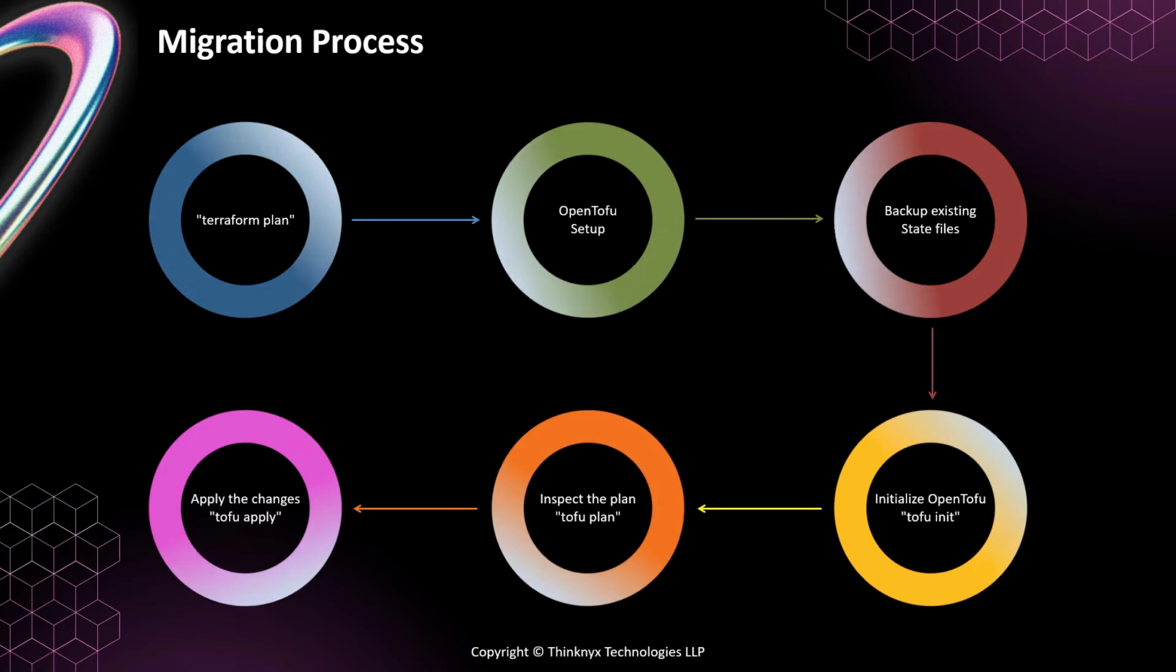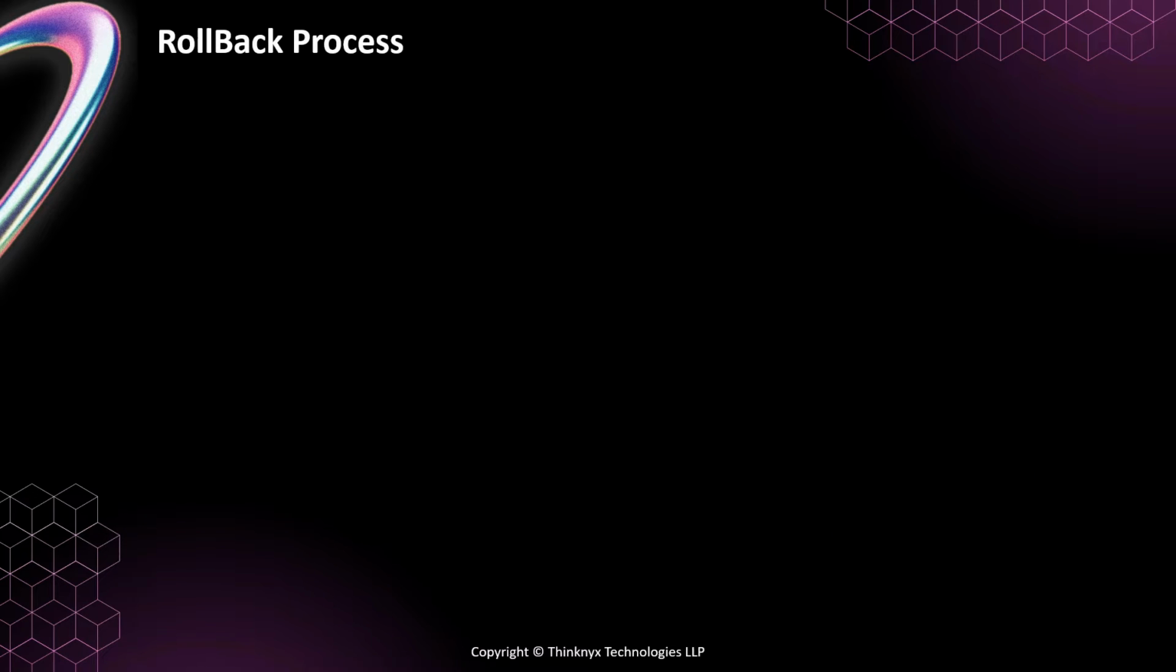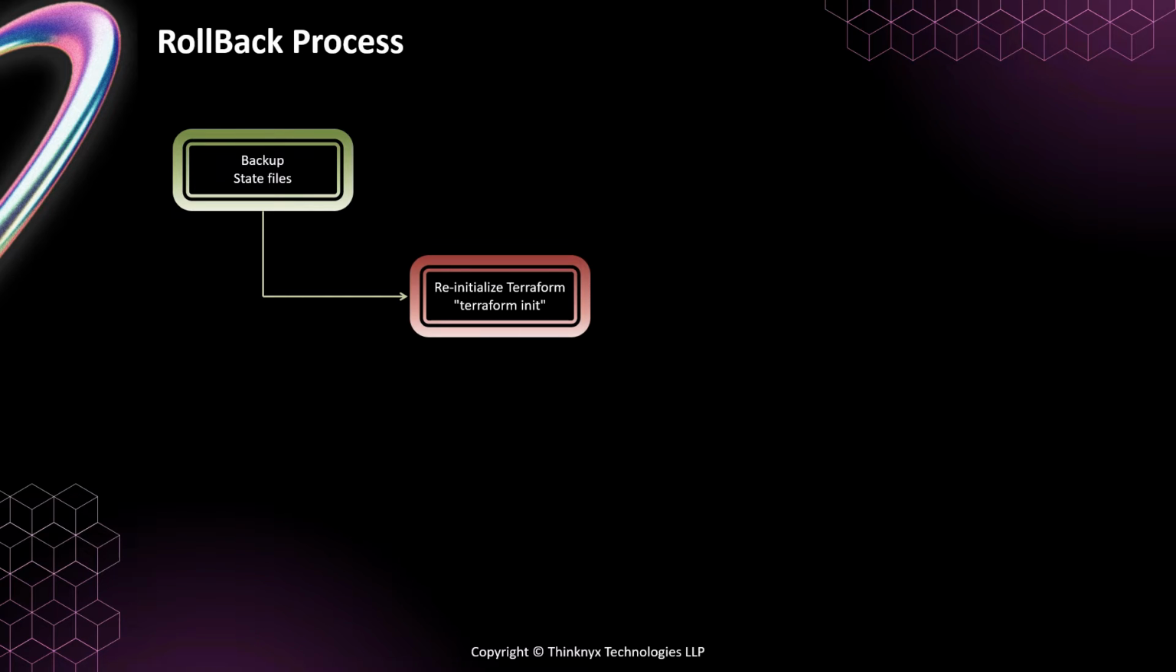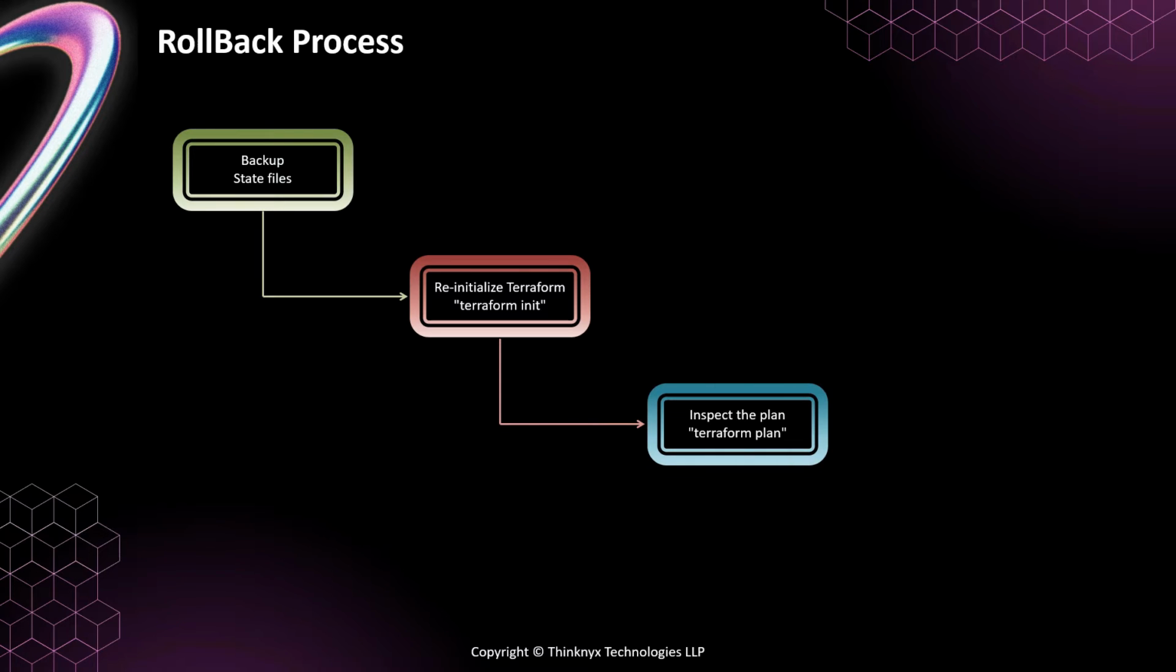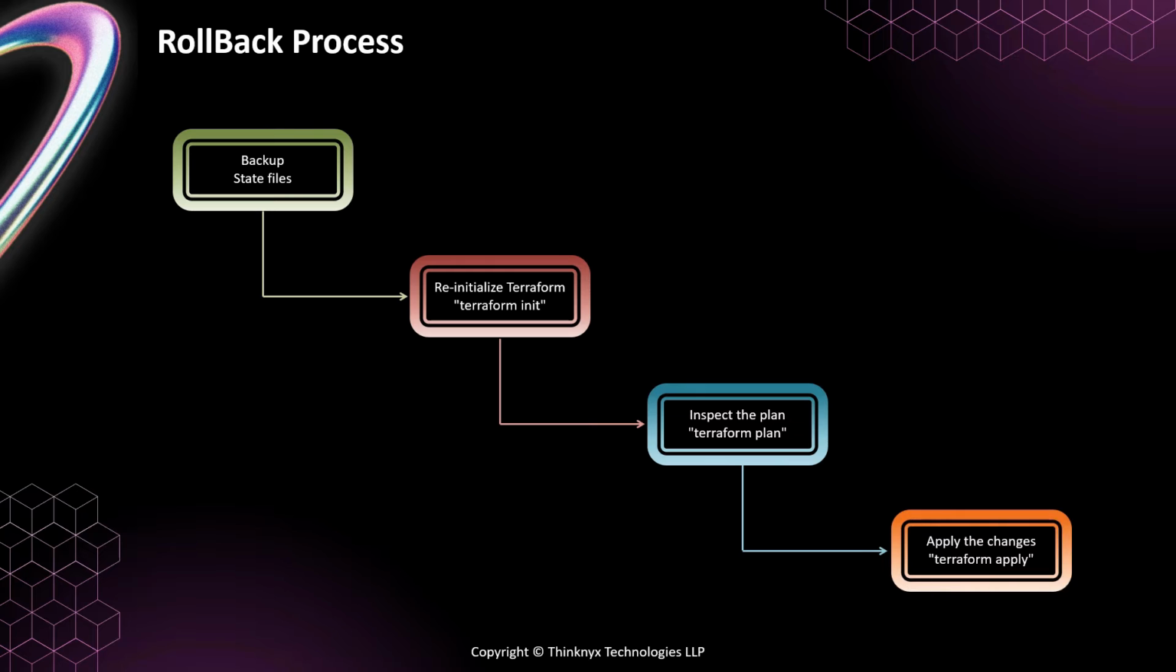Now, what if we encounter issues during the OpenTofu migration? Don't worry, the rollback process is very simple. As always applicable in the real world, create a backup of the state files. Run terraform init for Terraform to refer to the appropriate directory structure inside the .terraform directory. Ensure no unexpected changes this time by running terraform plan. At last, try to apply a small change by changing some non-critical attributes inside the Terraform files. This concludes the rollback process.